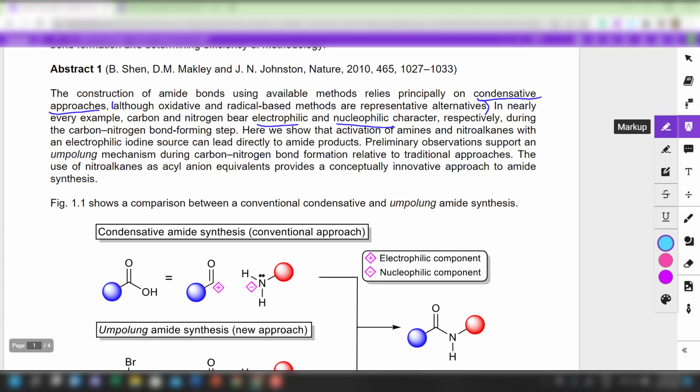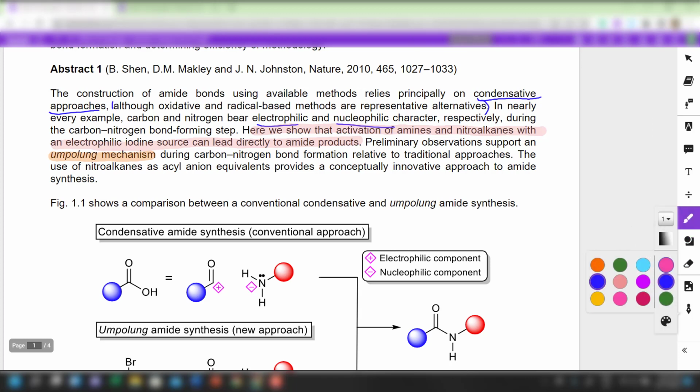And then the important portion actually comes right after. Here we show that the activation of amines and nitroalkanes with an electrophilic iodine source can directly lead to the amide products. Okay, so they have a new term here, which is a German term. The preliminary observations support an Umpolung mechanism during carbon-nitrogen bond formation. You do not need to know what Umpolung is. Later on we will be discussing it.